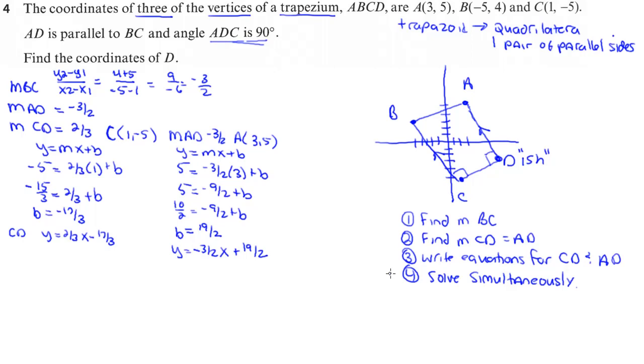So now what we've got to do is make these two lines equal to each other, solve simultaneously, and find the point where they intersect. So pause it and try that and start back up again when you're ready.